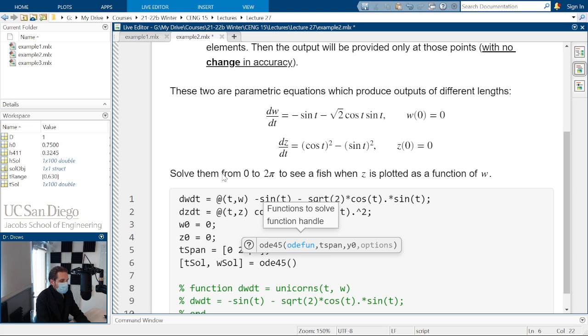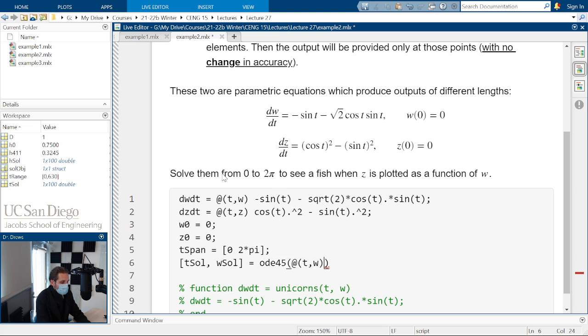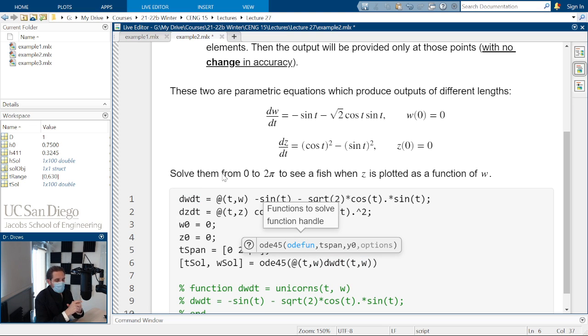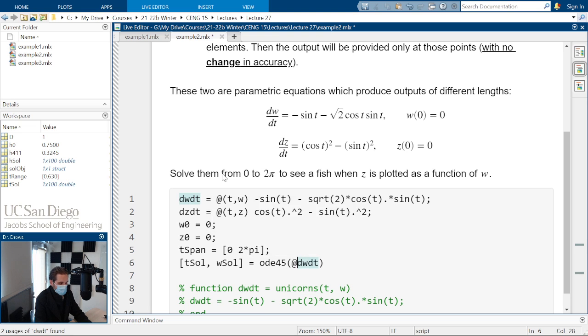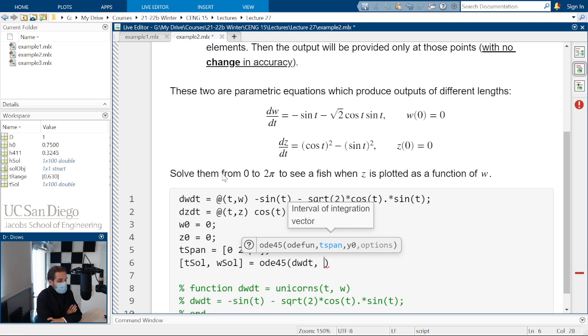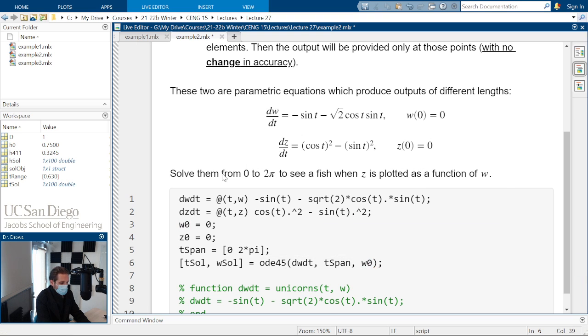So it would be okay if you wanted to do at tw and then dw dt of tw, but it's just sort of redundant because it already knows it as a function handle. So you don't have to do that sort of double definition of a function handle when you've defined it as an anonymous function. So you can just say solve dw dt. Which again, anonymous functions kind of make this look a little bit more readable, right? Because now it's pretty clear you're solving dw dt. Enter our t-span and enter our initial condition, which is w0.